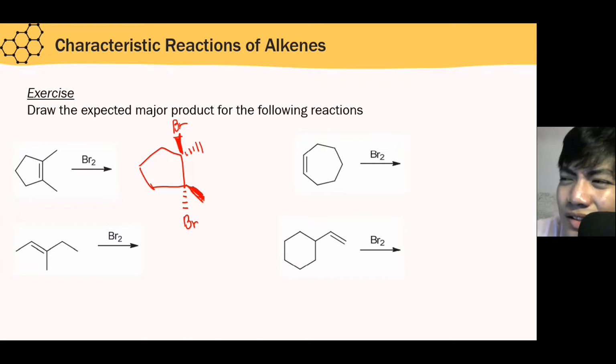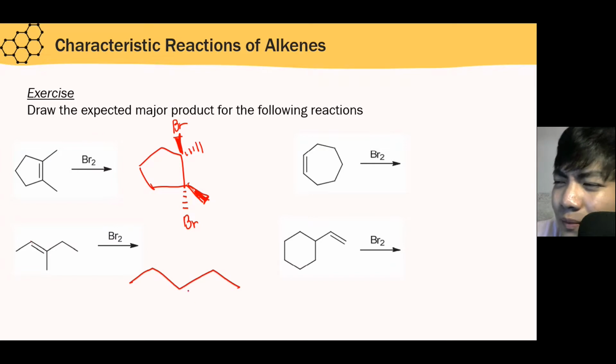Okay? So, just keep in mind that the position of your bromine must be on the opposite sides. Yung isa nasa taas, signified by the solid wedge, and yung isa nasa baba, signified by the dashed wedge. Okay? So, ganun lang. We can do the same thing here. Okay? So, ito. Let me redraw it. So, pwede yung isang bromine nasa taas, pwede yung isa nasa baba. Okay.